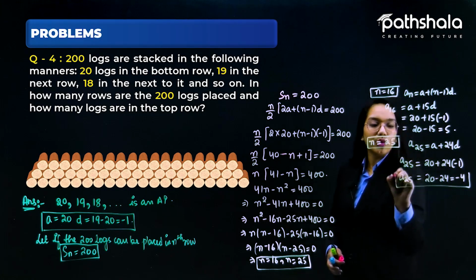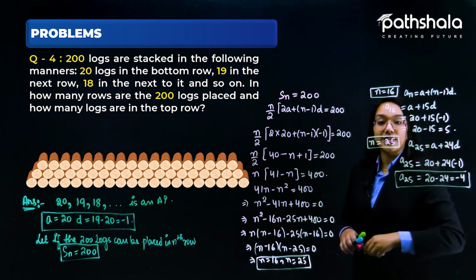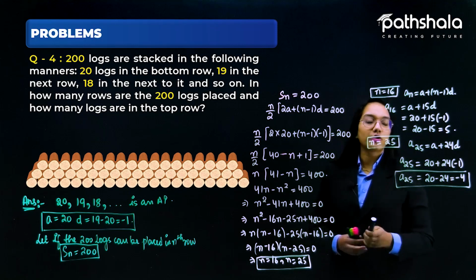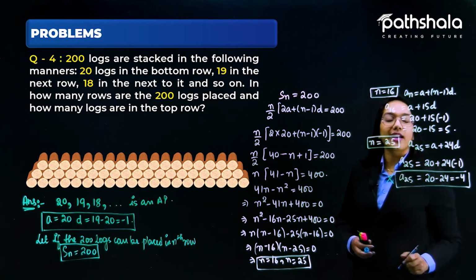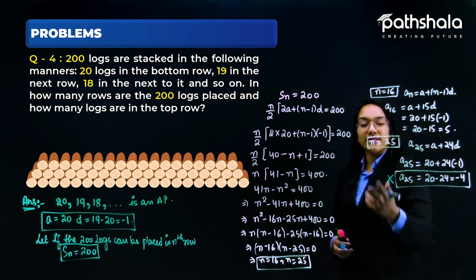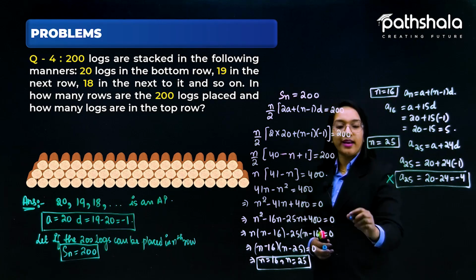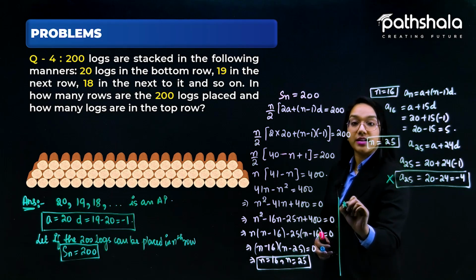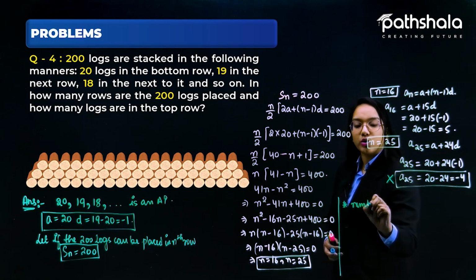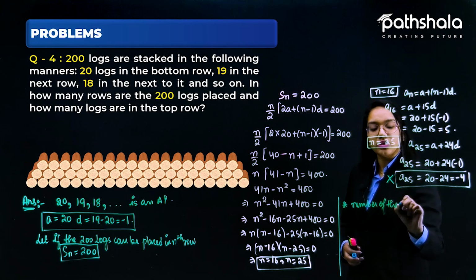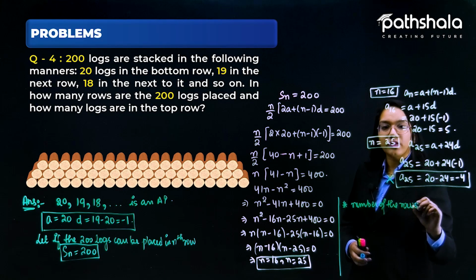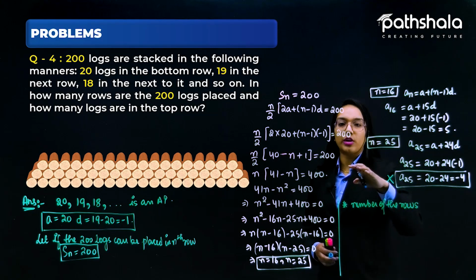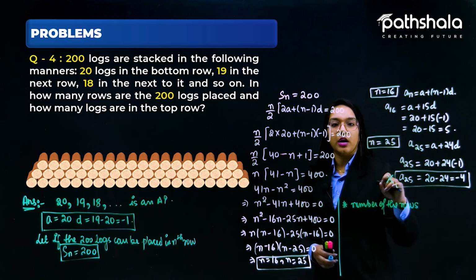So definitely this value would be neglected because here we are getting a negative term. The number of logs in the top row obviously cannot be negative. It cannot be negative at all. So this is neglected, and at the end what we are getting is the answer for the number of rows in which the 200 logs are placed, because we just wanted to calculate how many rows the 200 logs are placed in.